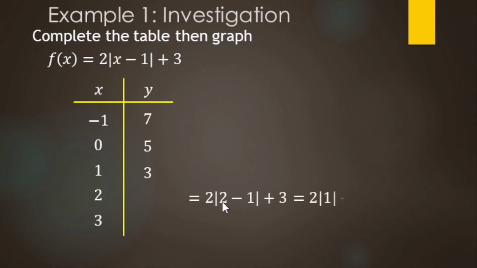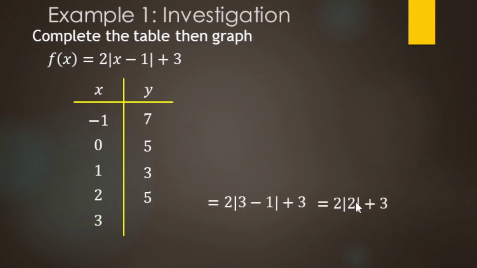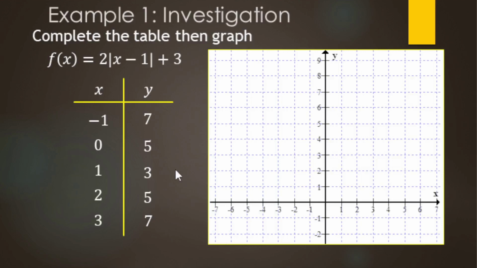Now replace the x with a 2. And then 2 minus 1 is 1. Absolute value of 1 is still 1. 2 times 1 is 2. Plus 3 makes 5. Now the x is going to be replaced with a 3. 3 minus 1 for the grouping symbols. Absolute value of 2 makes 2. 2 times 2 is 4. Plus 3 makes 7. Now that we have our table of values filled out, now we can plot points.